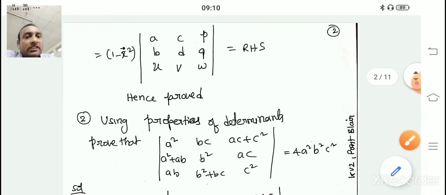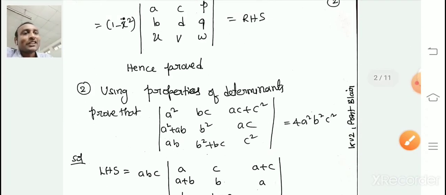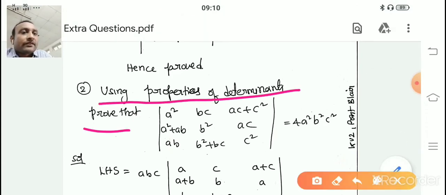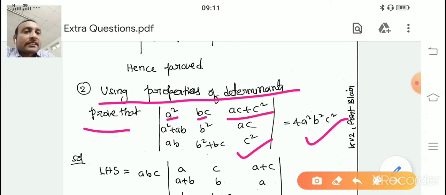Right, next question. Using properties of determinants, prove that the given determinant, with rows (a square, bc, ac plus c square), (a square plus ab, b square, ac), (ab, b square plus bc, c square). So how to prove it?